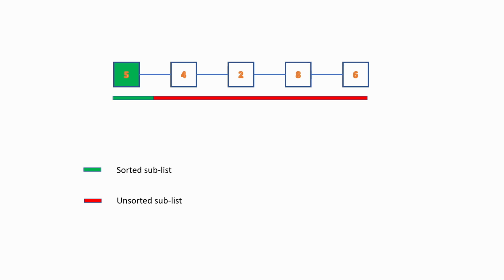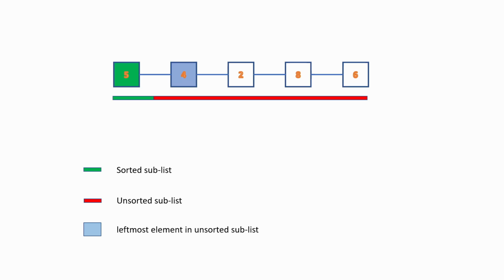At each iteration, we will consider the leftmost element in the unsorted sublist, find its correct position in the sorted sublist, and then place it there. So now I want to sort the list in ascending order. Let's start with the first iteration.